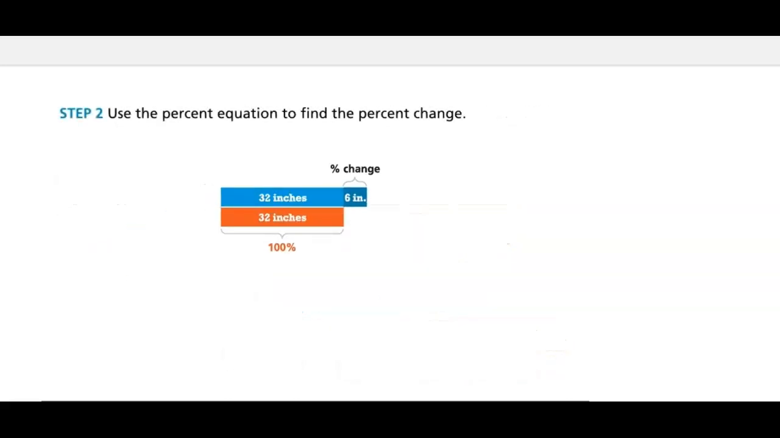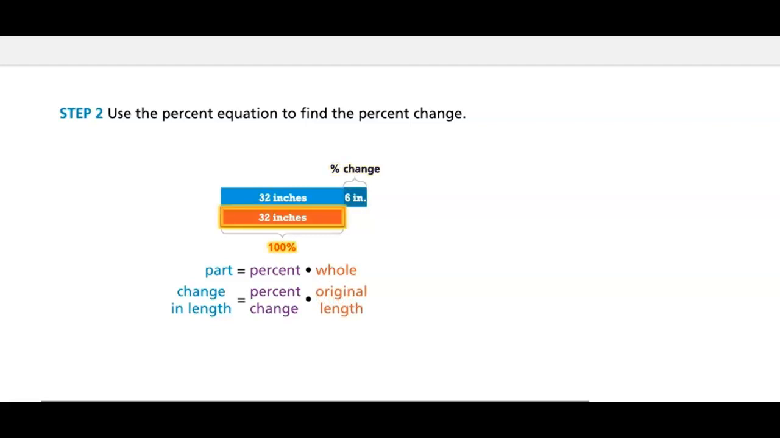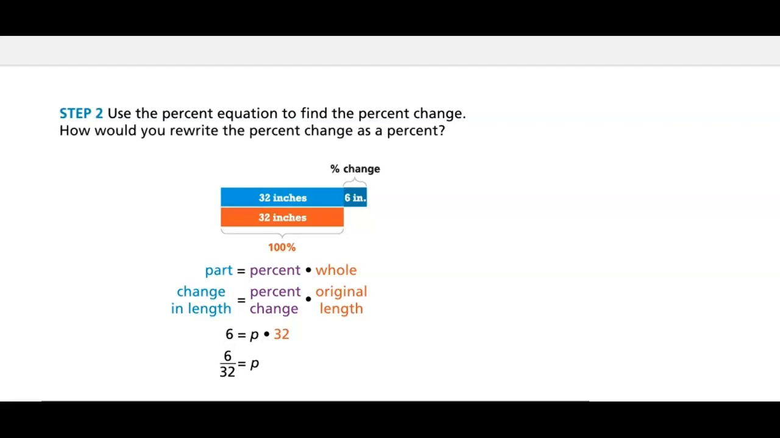The next step is to use the percent equation to find the percent change. Remember that part is equal to percent times whole. This time, to find the percent change, we need to compare the change in length and the original length. Our equation is change in length is equal to percent change times original length. Substitute our information. 6 is equal to P times 32. So, P is 6/32. Notice that P is a ratio, which we can rewrite as a percent. How would you rewrite it?